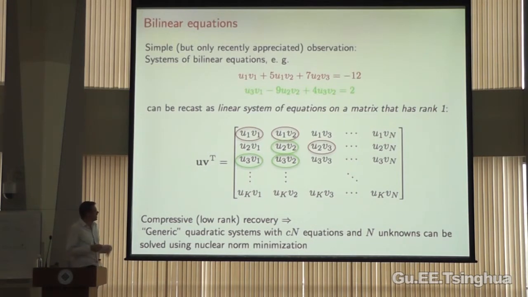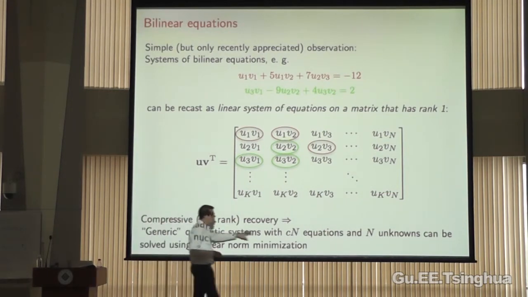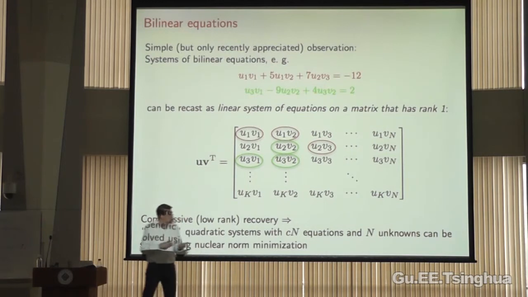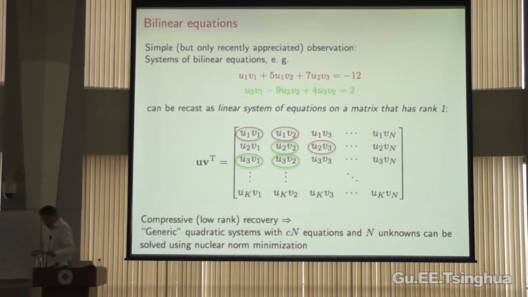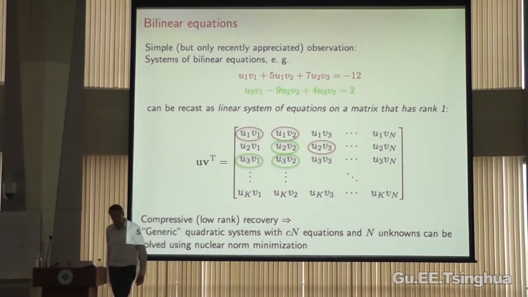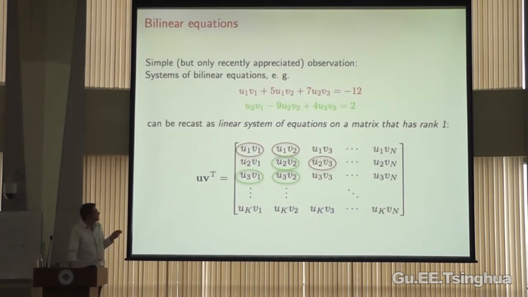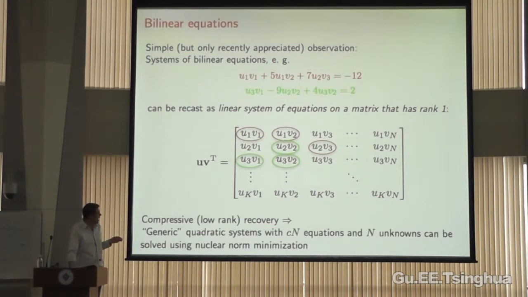What that means is that generic quadratic, or in this case bilinear, systems should need some constant times K plus N equations for K plus N unknowns, and they can be solved using nuclear norm minimization, if they have solutions. And that's an interesting thing. It says I need them to be slightly overdetermined, and generic. Most systems of equations will work in some sense, if they do have a unique solution. That's an immediate result. We didn't do anything here except make this, in hindsight, obvious connection and pull out what we know from the literature on recovering a low-rank matrix.